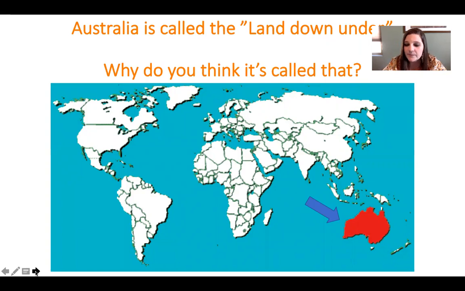All right, Australia is called the land down under. When you look at this picture, here is Australia in the red. Miss G put an arrow here. Okay, in the red, that is where Australia is, okay? Why do you think it might be called the land down under? Okay, that is a nickname that they gave Australia when they discovered it, the land down under. So look carefully at this picture and tell me why you might think it's called the land down under.